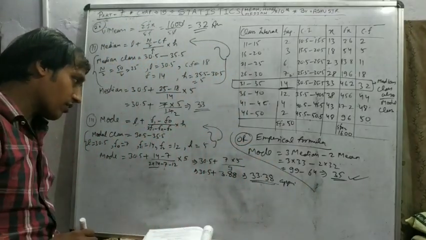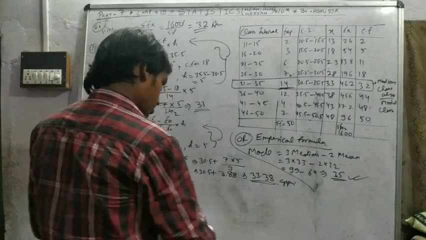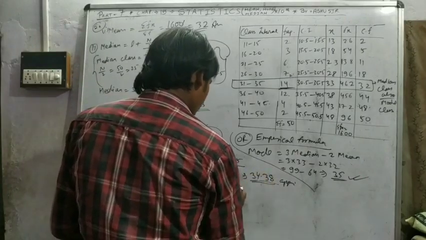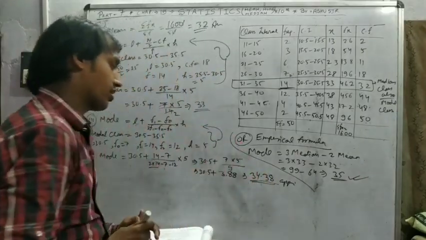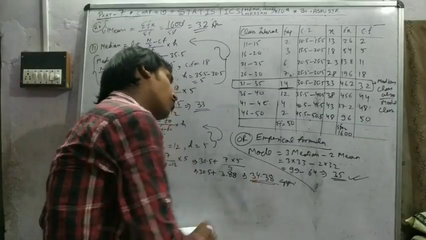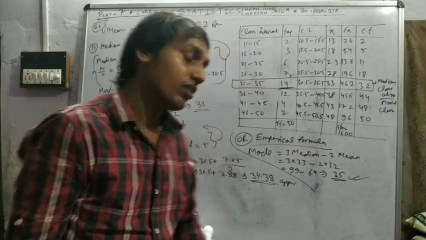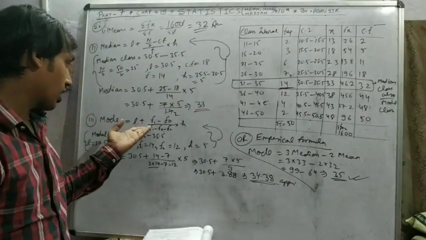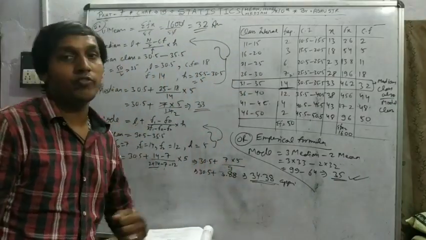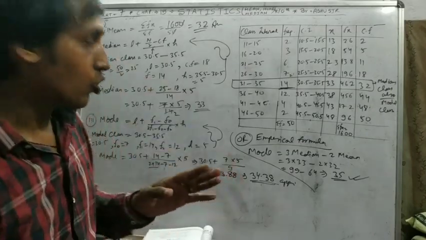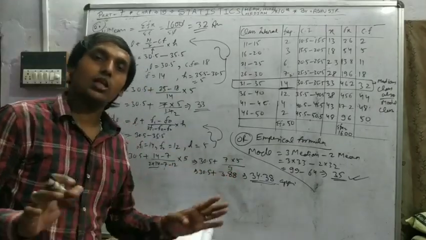If you say, sir, 34.38. If you say, sir, why the difference? Here is the formula using which we find the mode, 35. We have to use the formula, so we have to get the mode 34.38. So don't panic.